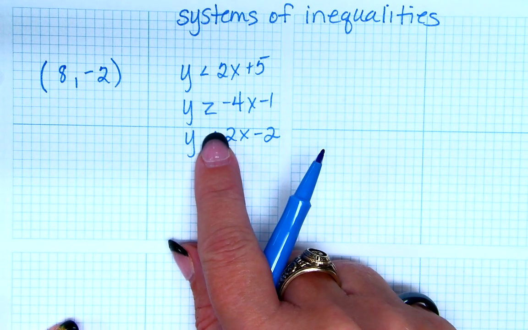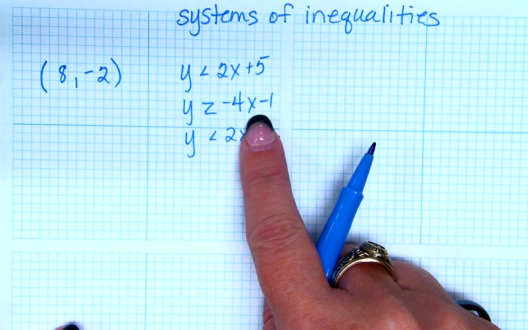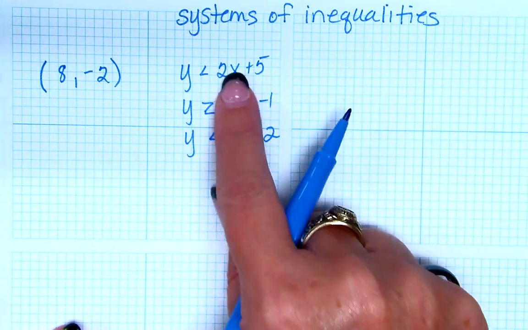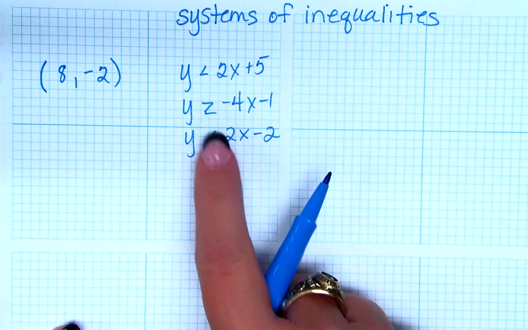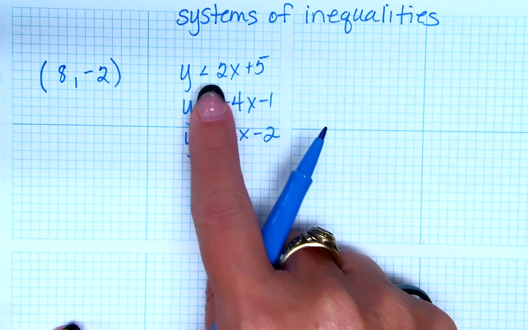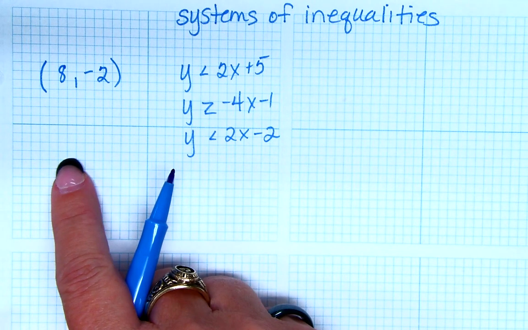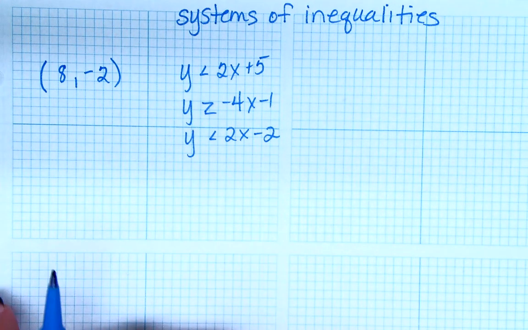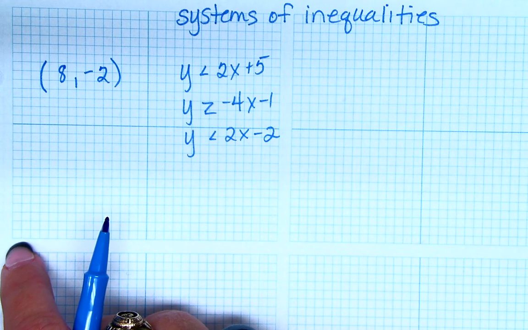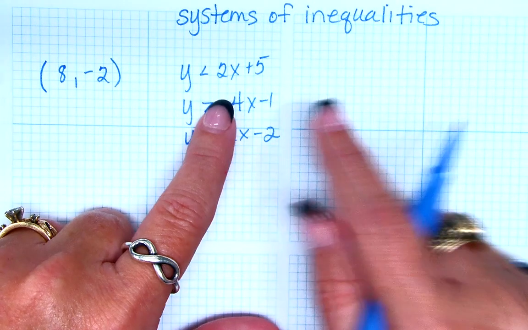I could graph it and see if this point is in the shaded area, or I could plug it in, right? Now what has to be true? If this is a solution, what has to be true about each one of these? Doesn't it have to make each one of these inequalities a true statement? So what am I going to get as far as an answer here? Remember what the question is? Is this point a solution to this system? It's either going to be yes or no, right? Okay, so let's see if this point is a solution to the system.